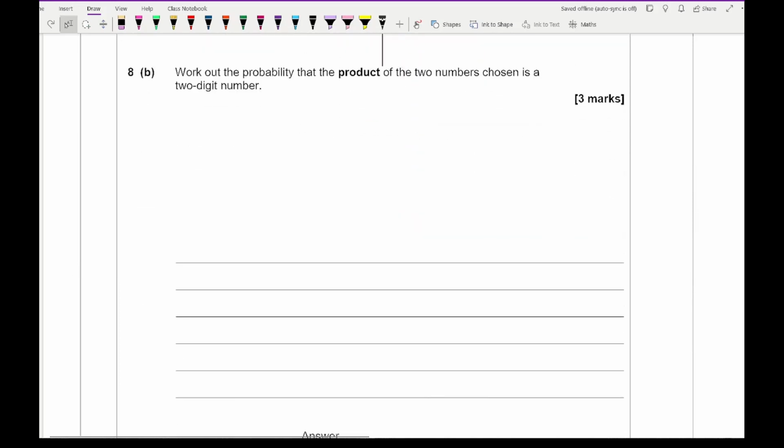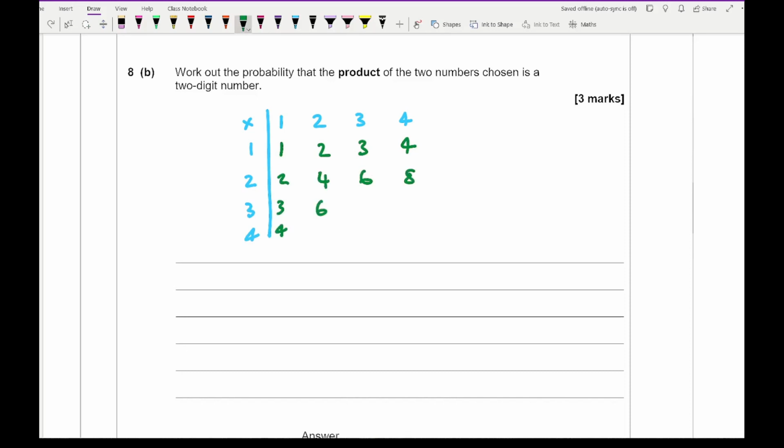And for question 8b, it says work out the probability that the product of the two numbers chosen is a 2-digit number. So for this, if we draw a sample space diagram, it may make a little bit of sense in terms of where the numbers are coming from. So here we are multiplying, so this is going to be 1, 2, 3, 4, 2, 4, 6, 8, and then 3, 6, 9, and 12 and 4, 8, 12 and 16. So how many of these are 2-digit numbers?